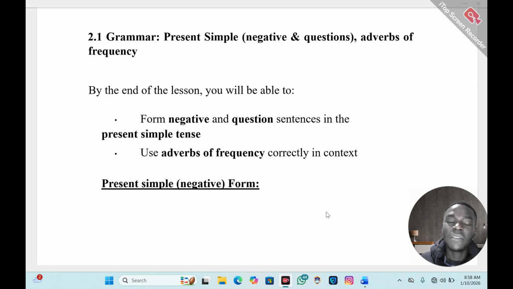Today, I have a very interesting topic for you. We are going to study how we can form negative and question sentences, and also how you can use adverbs of frequency. So by the end of this lesson, you will be able to form negative and question sentences in the simple present tense. A very good topic. You will also be able to use the adverbs of frequency correctly in context.